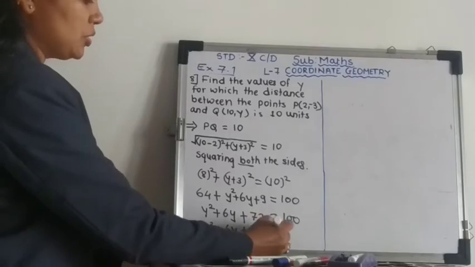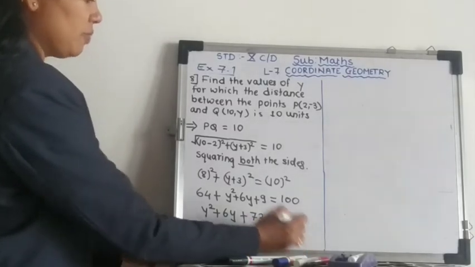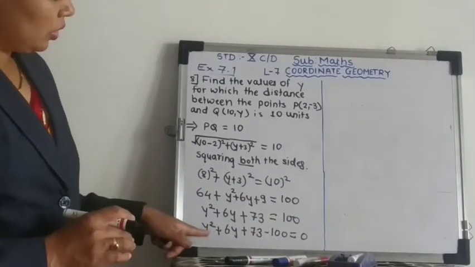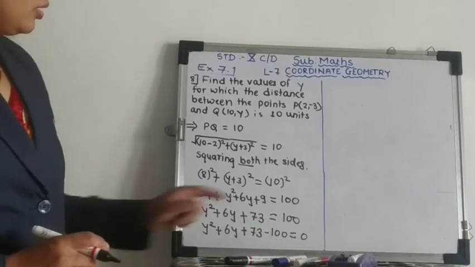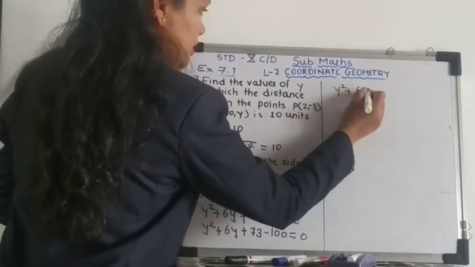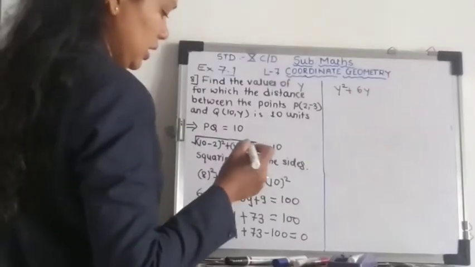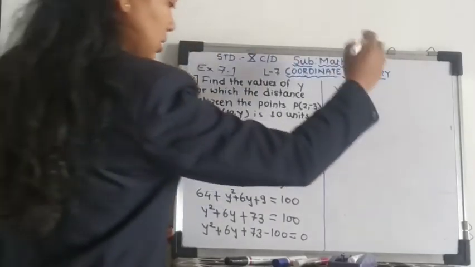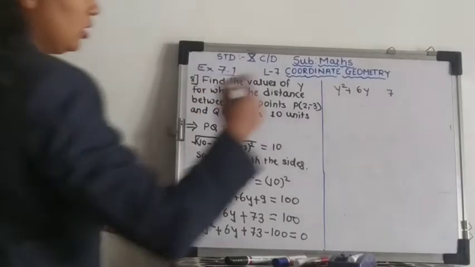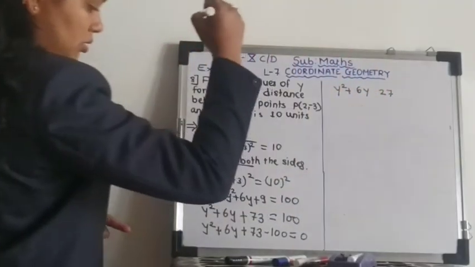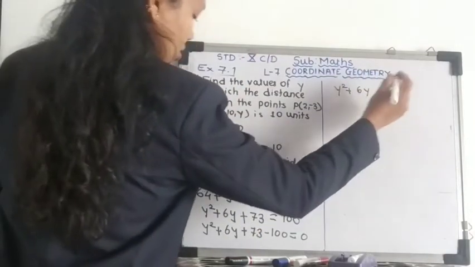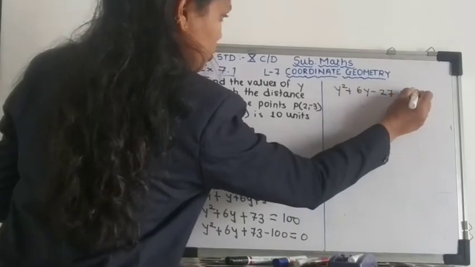So we will get y square plus 6y. We will transpose this 100 towards the right side, so we will get here 0. Right. Now this 73, just subtract it from 100. So we will get y square plus 6y. So 100 minus 73 is, I think it is 27. Am I correct? 7, 8, 9, 10. So minus 27 equals 0.